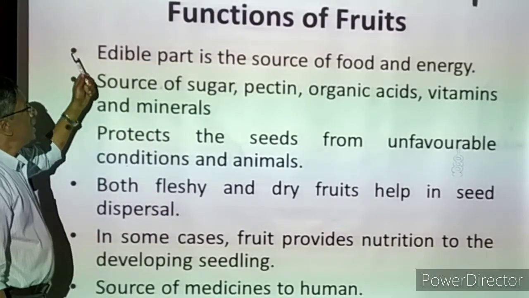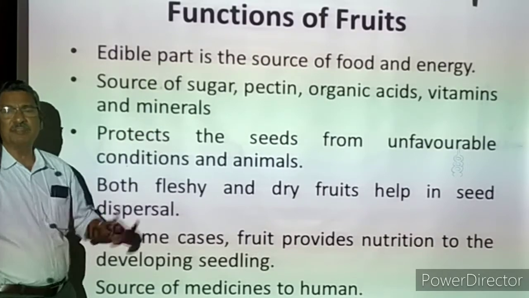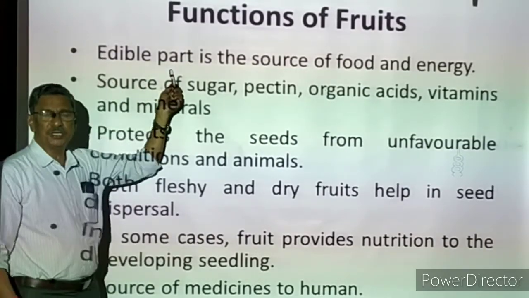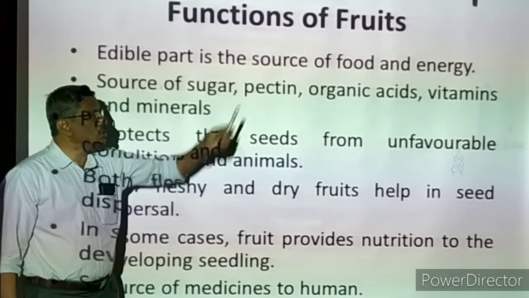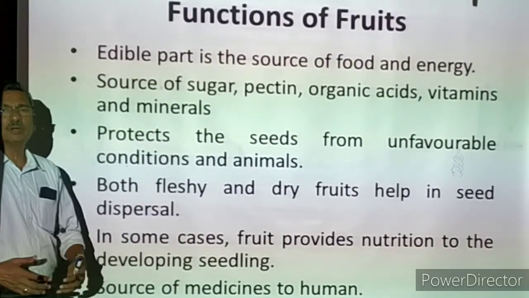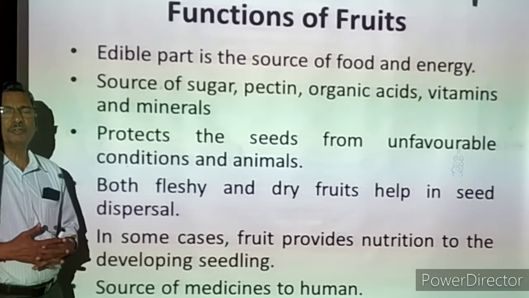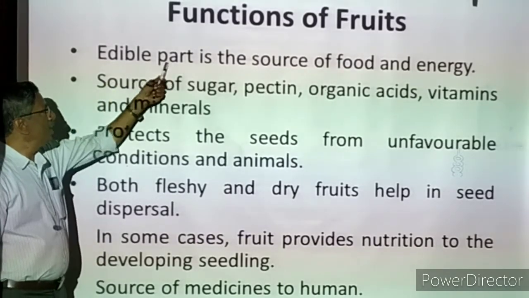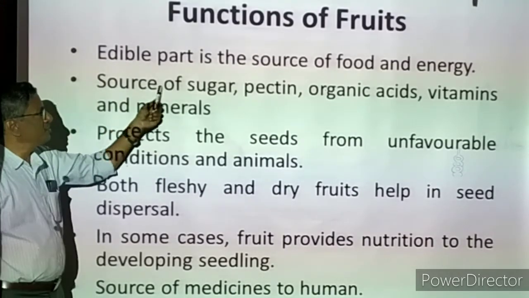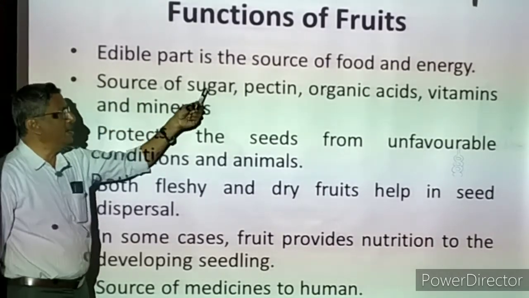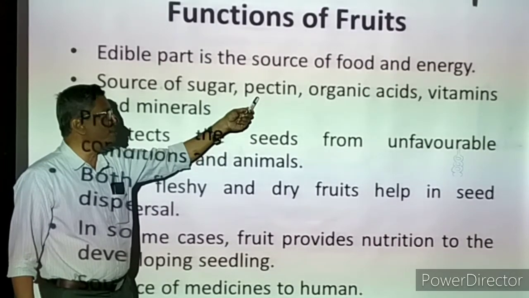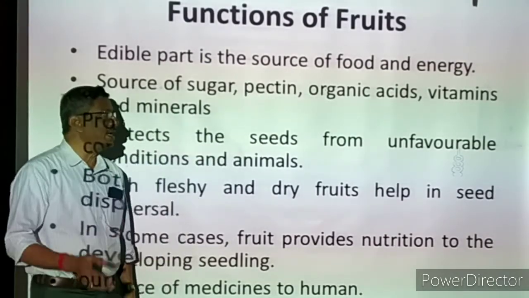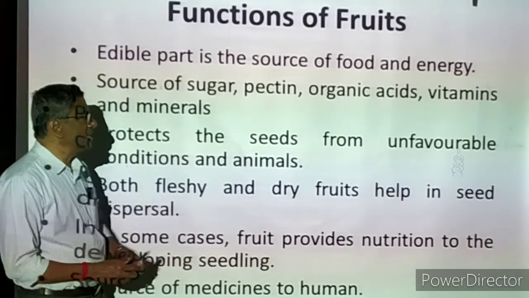We have to see. Edible part, that means the fleshy part, in the fleshy fruits you can find. The edible part, the eatable part, is a source of food and energy. They are storing a lot of food and a lot of energy we are gaining from them. Now the edible part is a source of sugar, carbohydrate, pectin. It is also another type of starch or carbohydrate. Organic acids like lactic acids, ascorbic acids like that.